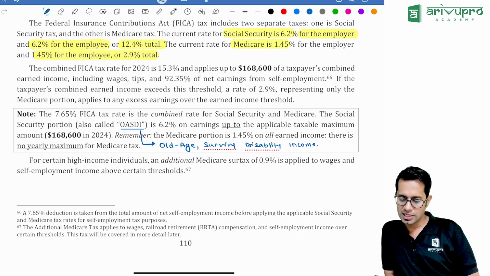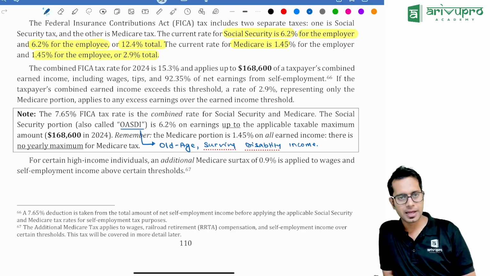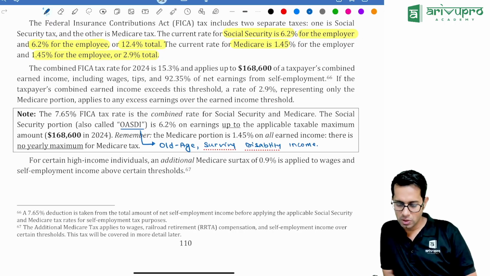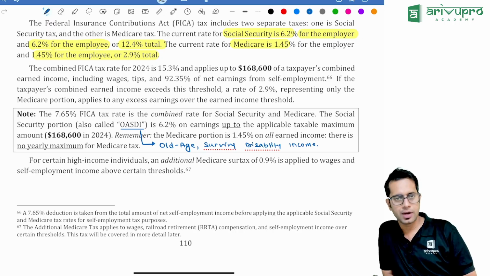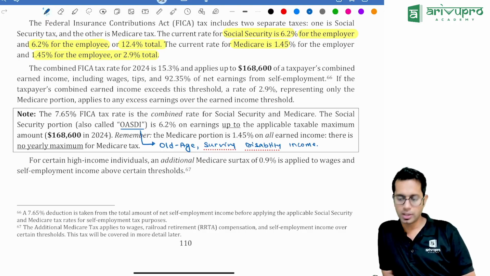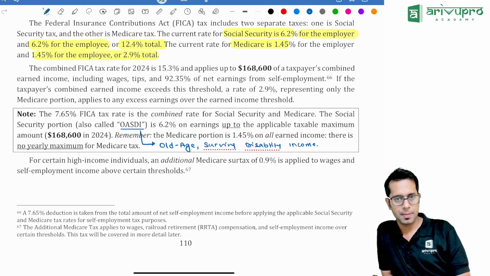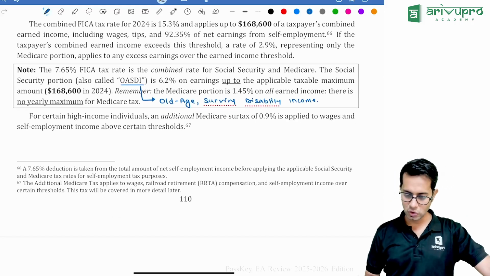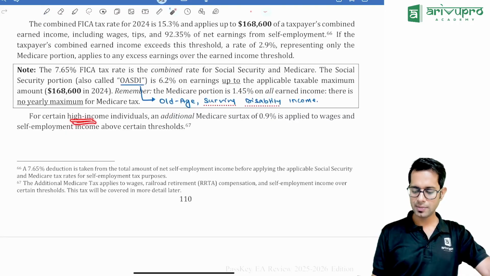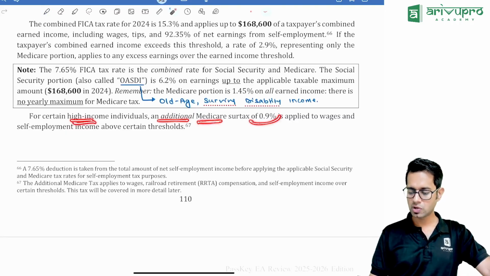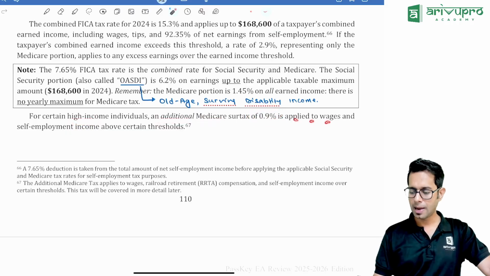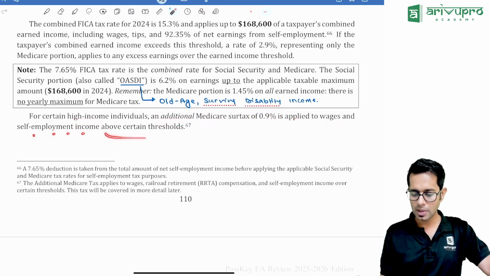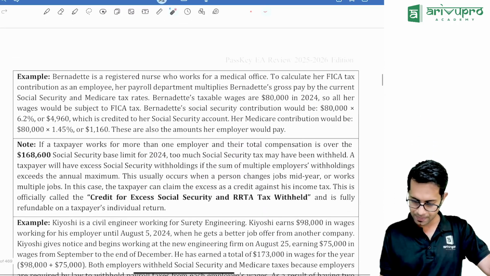Social Security portion is 6.2% of the earnings up to the applicable taxable amount, which is $168,600. Remember, Medicare tax is 1.45% on all earned income. There is no maximum limit. For certain high-income individuals, an additional Medicare tax of 0.9% will be applied to the wages and self-employment income above the threshold limit.